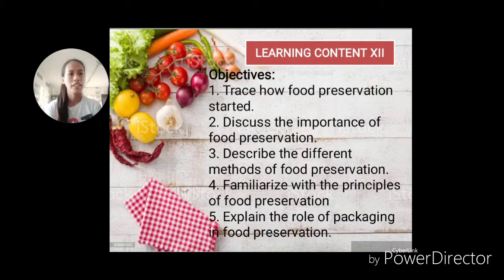So here are the learning objectives. Number 1, trace how food preservation started. Number 2, discuss the importance of food preservation. 3, describe the different methods of food preservation. 4, familiarize with the principles of food preservation. Lastly, explain the role of packaging in food preservation.